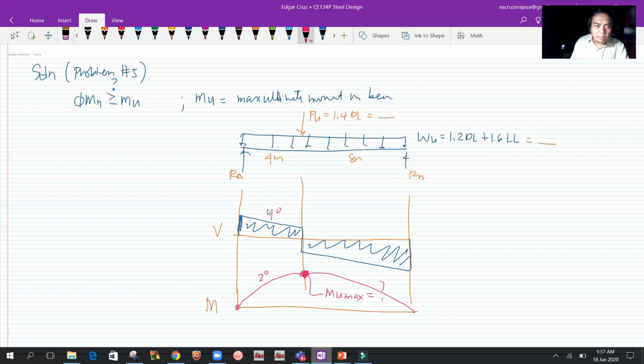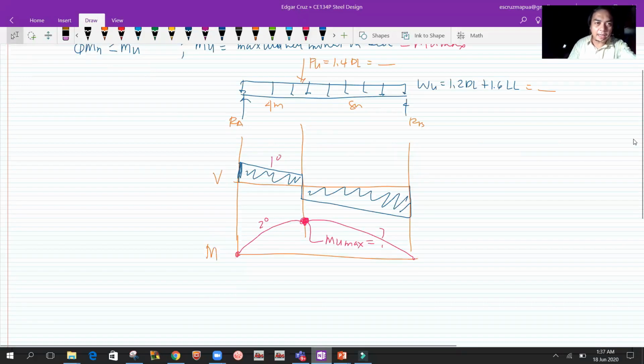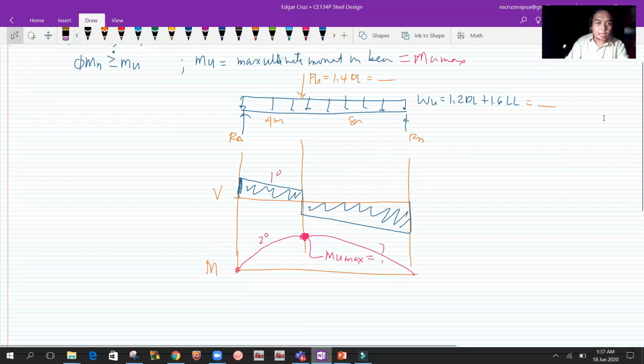So yung MU maximum na yan, eto yan. Ito yung MU maximum. That is the maximum moment dun sa moment diagram. Okay, so hindi ko na ipapakita yung detalye. So nirarun ko lang yung paano maging solution. Okay, so pag alam mo na yung MU, next part na gagawin natin is to check yung phi MN.